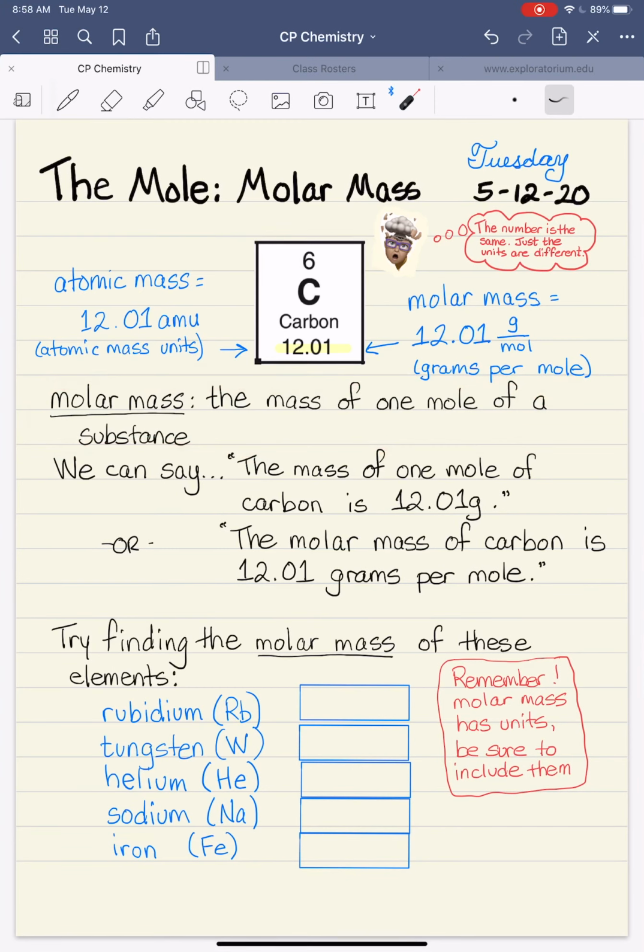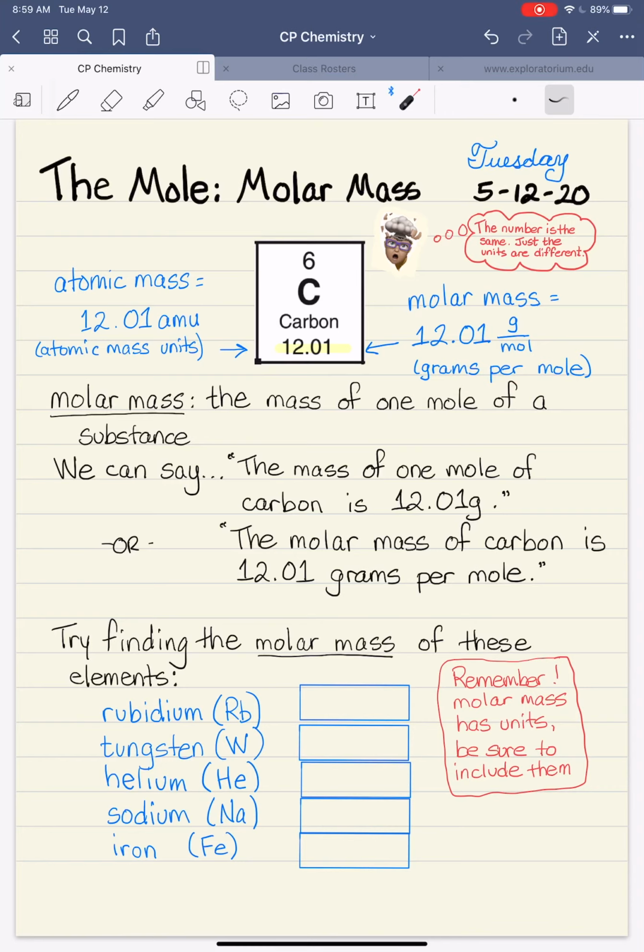Now, here's the thing. If we look at the periodic table, and I picked out the rectangle for carbon, you can see that carbon's atomic mass is listed right here. The atomic mass of carbon is 12.01 atomic mass units, AMU. Well, guess what? The mass of 1 mole, or the molar mass of carbon, is 12.01 grams per mole. We can't forget our units there.